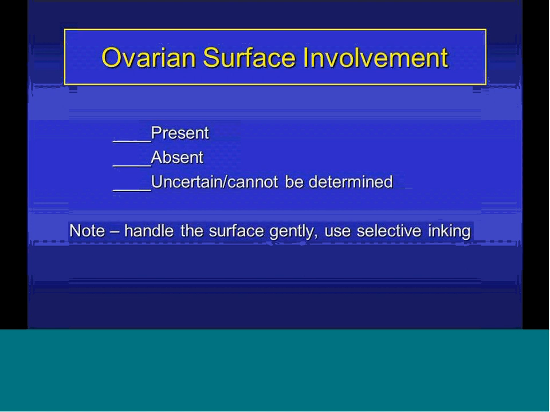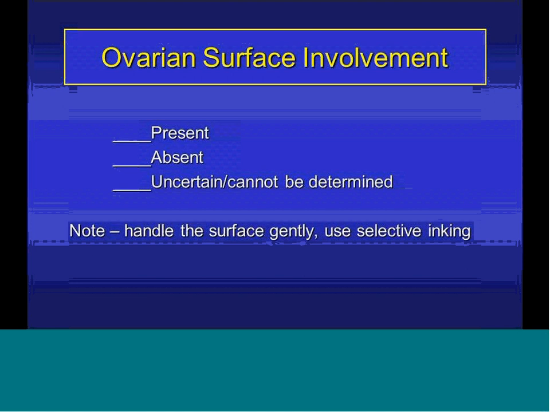And here at our center, we do not recommend inking the entire surface black. Personally, I think it's a bit rough on the surface of the ovary and tends to do nothing more than use up all of your black ink and get black ink everywhere. So we suggest that there's just selective inking of areas that are identified as being potential surface involvement or the area where the tumor most closely approximates the surface.